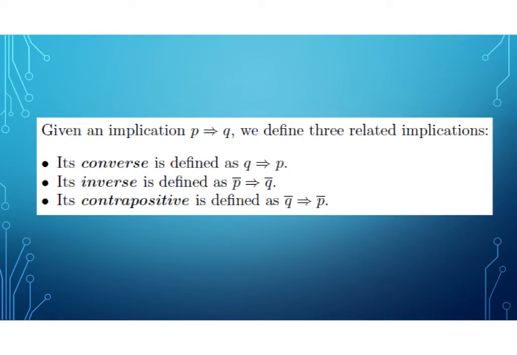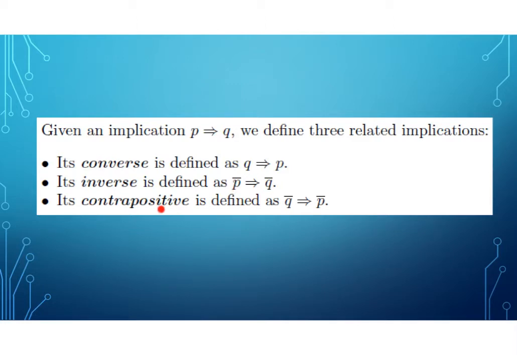We talked already about the converse. It's when you switch the hypothesis and the conclusion from the original implication. Inverse is one we don't use very often, but it has a name, so I might as well share it. It's when you keep the order P and Q, but you just negate each of P and Q.